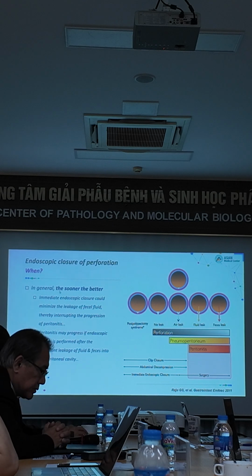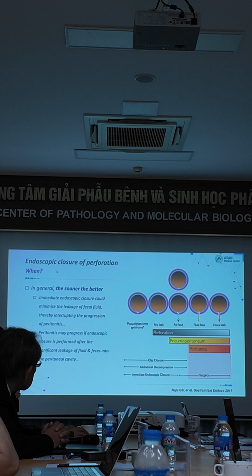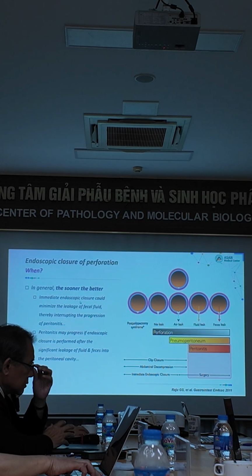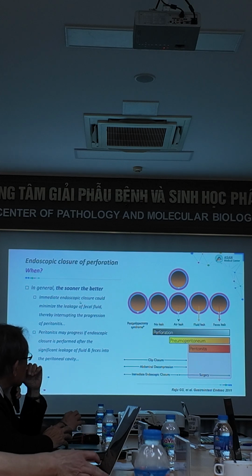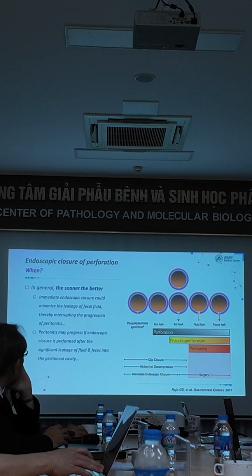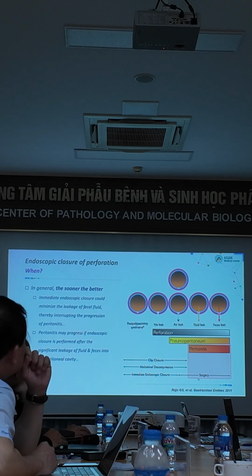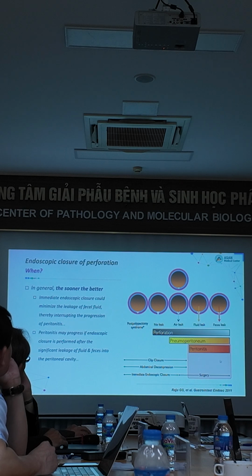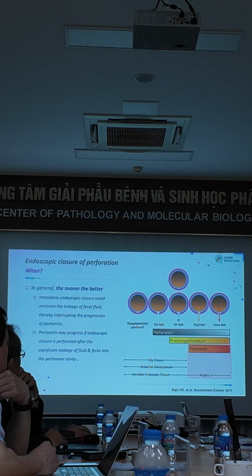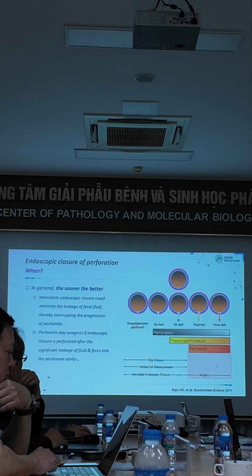Then when do we have to perform endoscopic clip closure? In general, the sooner the better, because immediate endoscopic closure could minimize the leakage of fecal fluid, thereby interrupting the progression of peritonitis. But peritonitis may progress if endoscopic closure is performed after the significant leakage of fluid and feces into the peritoneal cavity. So in this case, you should consider surgery for intraoperative irrigation of already leaked out fecal material.